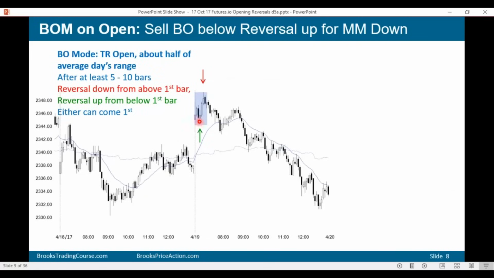First bar of the day, we broke below it, reversed up. We broke above it, reversed down. However, the pattern does not have many bars at this point. The reversal down took place on about the 6th bar or so. And to me, that's a less reliable breakout mode pattern. I want the trading range to last 10 bars or more.